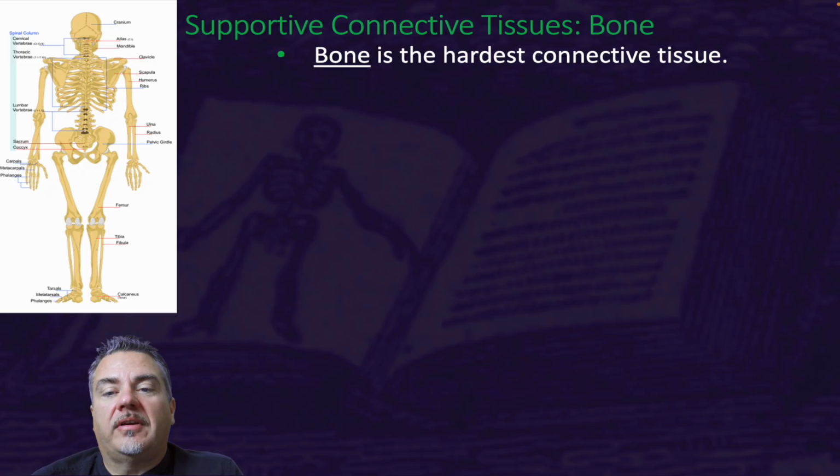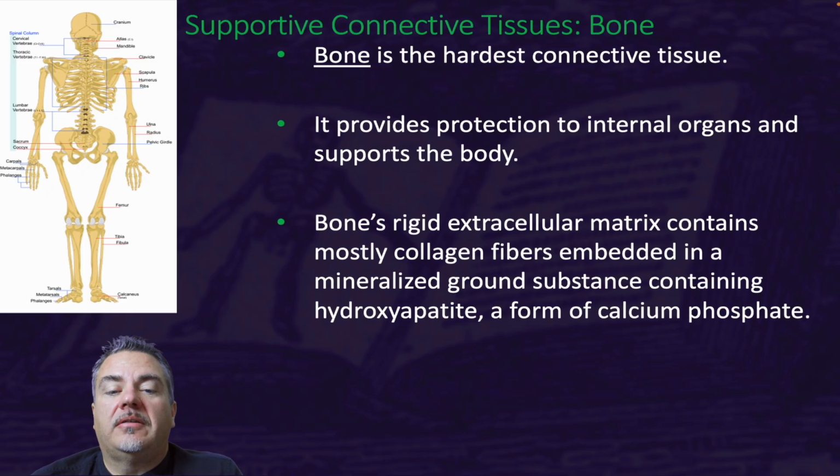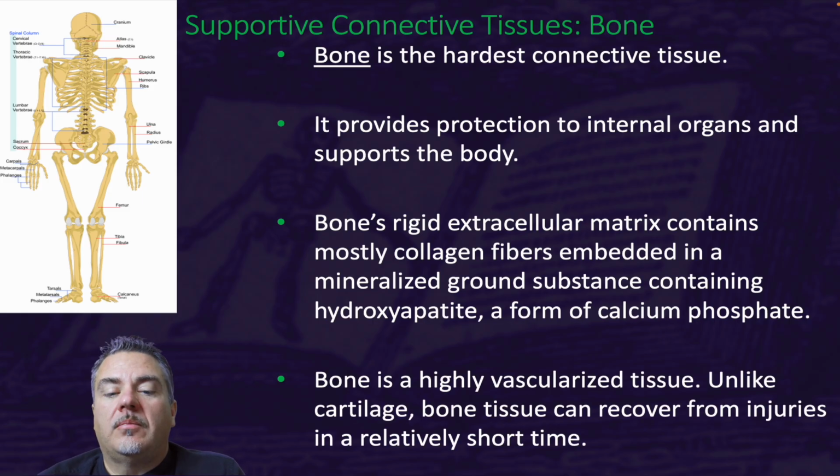Bone is the hardest connective tissue. It provides protection to internal organs and supports the body. Bone's rigid extracellular matrix contains mostly collagen fibers embedded in a mineralized ground substance containing hydroxyapatite, a form of calcium phosphate. Bone is a highly vascularized tissue. Unlike cartilage, bone tissue can recover from injuries in a relatively short time.